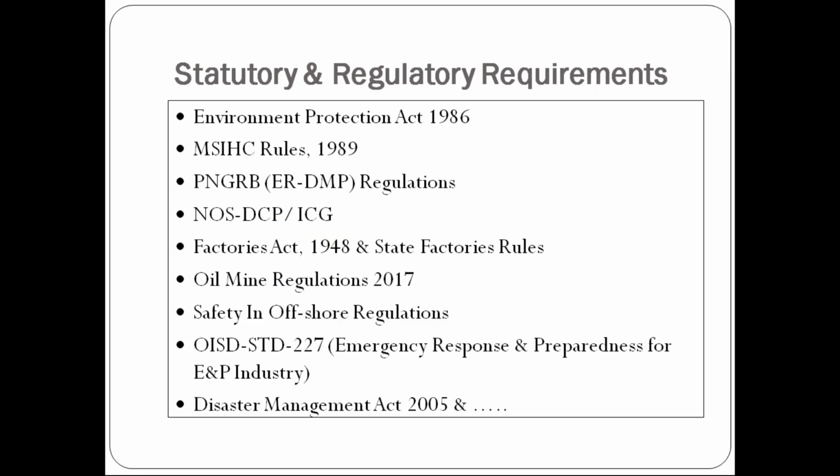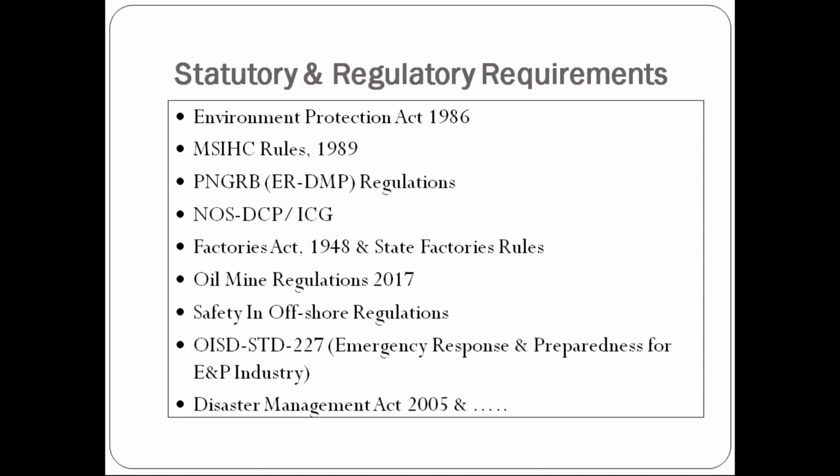This Environment Protection Act 1986 came after the Bhopal disaster. Then there is a rule like the Manufacturing, Storage and Import of Hazardous Chemical Rules 1989. This also has a requirement for an on-site and off-site emergency plan based on the inventory of the hazardous materials, be it toxic, be it flammables, or any other hazards that are controlled.